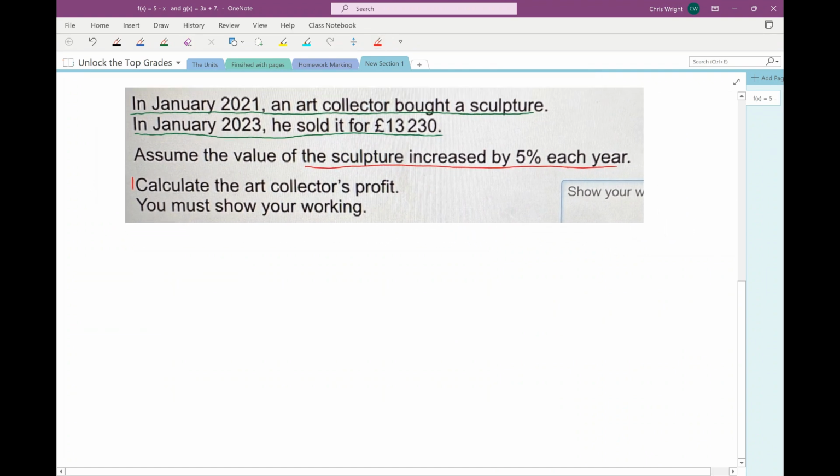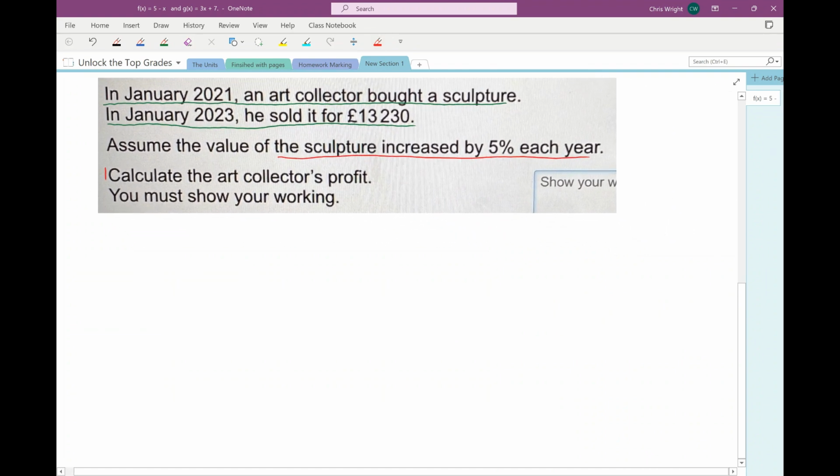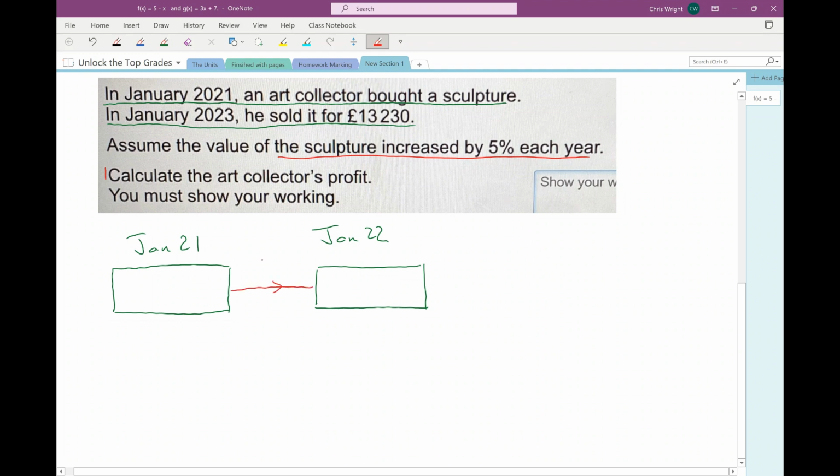Right, now, so reverse percentages questions, I like to go forwards rather than backwards. So here is the initial price of the sculpture. We don't know what that is, do we? So that is January 21. It increases by 5% every year. So here we are, January 22. Now it's increased by 5%.